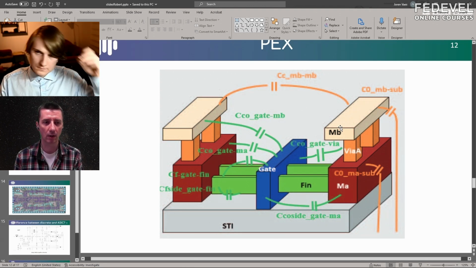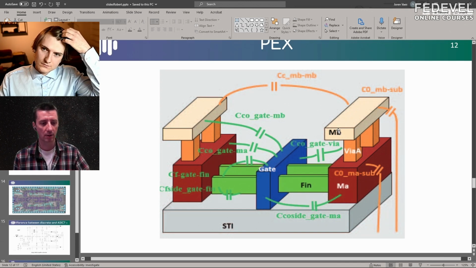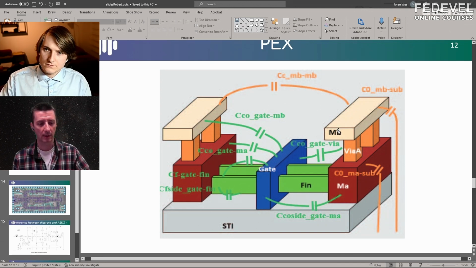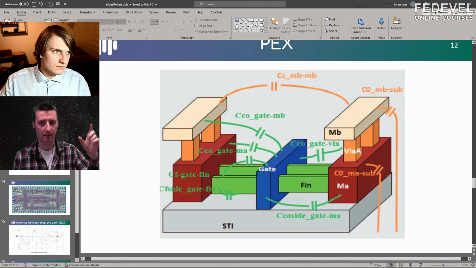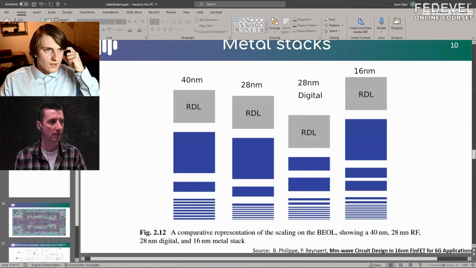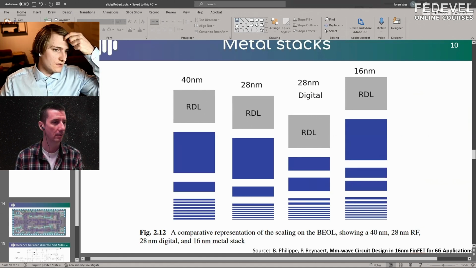Okay, I think this was interesting. Last time when we had a call, you mentioned each upper metal layer is going to be thicker and thicker and thicker. Yes, I have that actually here in this slide.